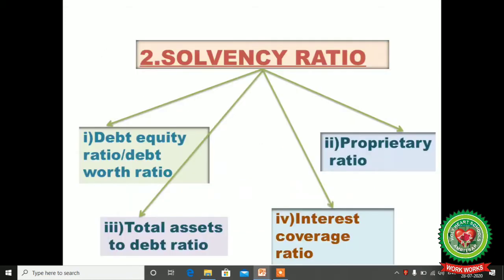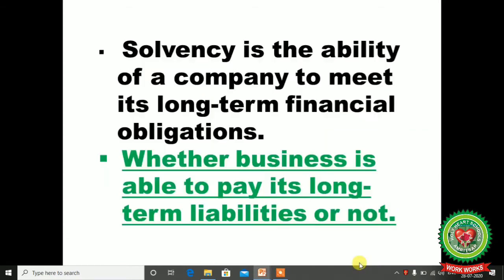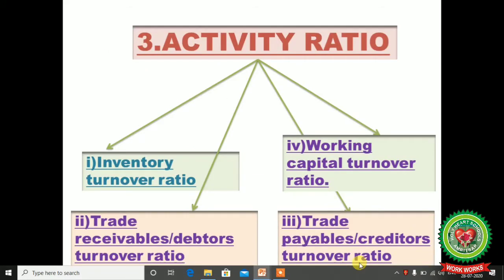So, solvency ratio is further divided into four parts: debt equity ratio, proprietary ratio, total asset to debt ratio, and interest coverage ratio. After this, the third part, activity ratio.